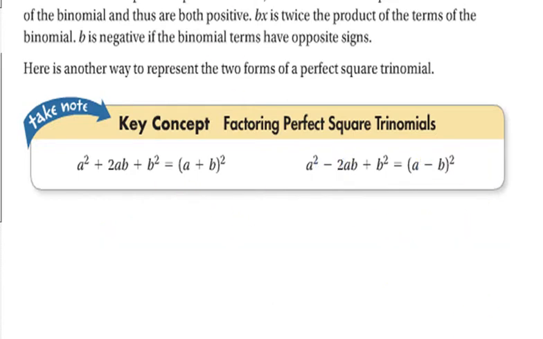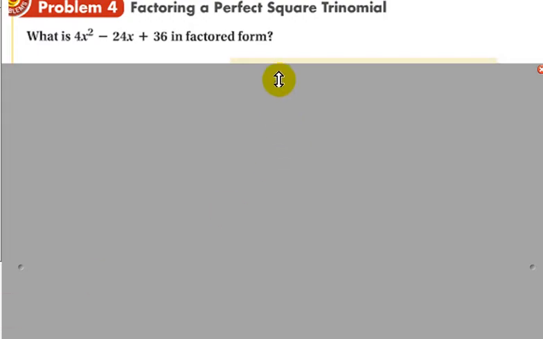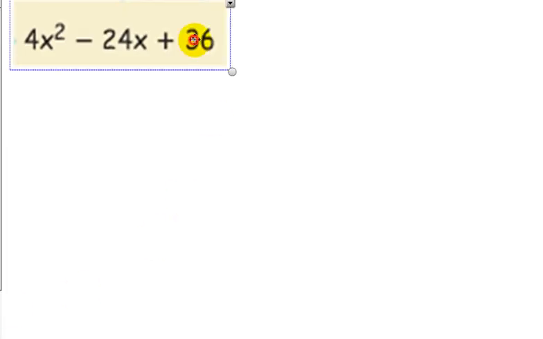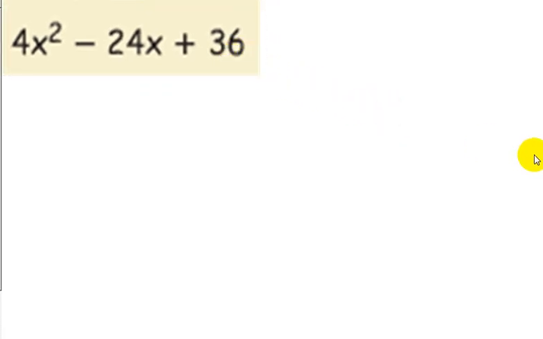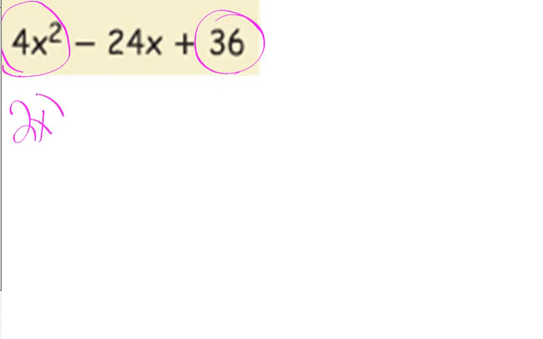So let's work a couple of those and see how those work. So it says, what is the factored form of this? Well, we could start factoring a 4 out of everything and start solving, but right away I realized 4x squared is a perfect square. And this is quicker, right? And I notice that 36 is a perfect square. So I've got an a squared and a b squared. So that means my a is 2x because 4x squared is just 2x squared. And my b must be a 6 because 6 squared is 36.